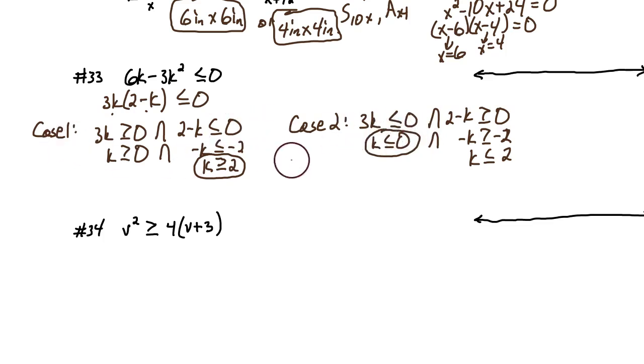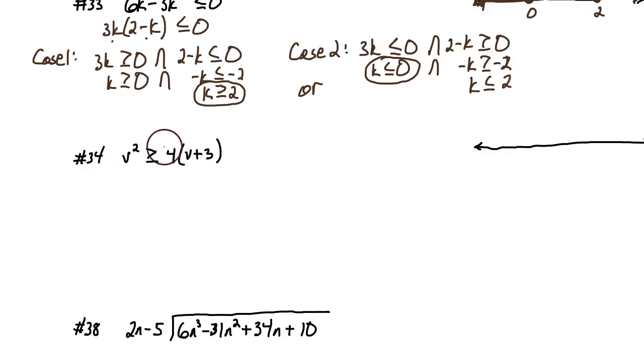Connecting case 1 and case 2 is the word or. So we can graph both of these parts. Here's 0, here's 2. Closed dot on 0 and shade less than. Closed dot on 2 and shade greater than.